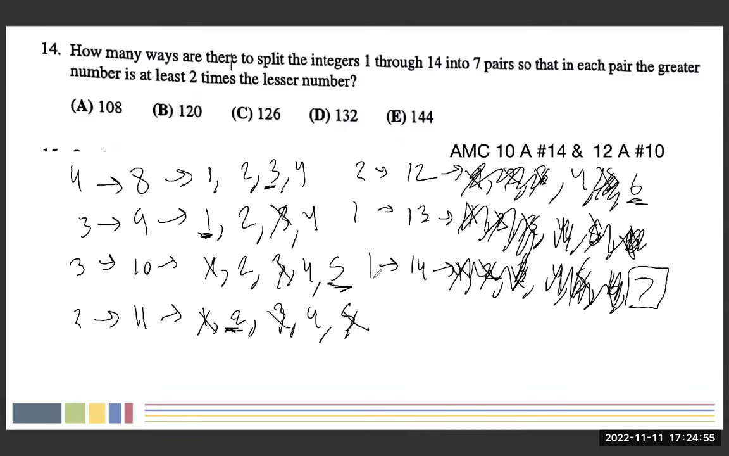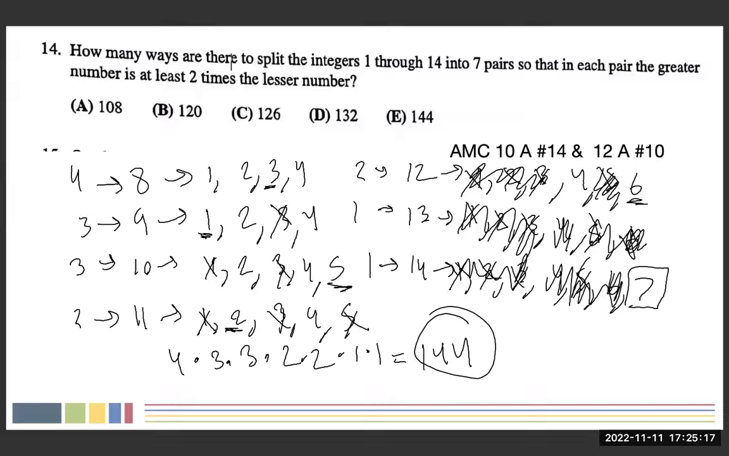4 times 3 times 3 times 2 times 2 times 1 times 1. It follows this nice pattern that makes a lot of sense, actually, which is that each time we go down, well, every other 2, it goes down by 1, right? Which makes sense. And this is the product we need. 4 times 3 times 3 times 2 times 2 times 1 times 1. And this product equals 144.